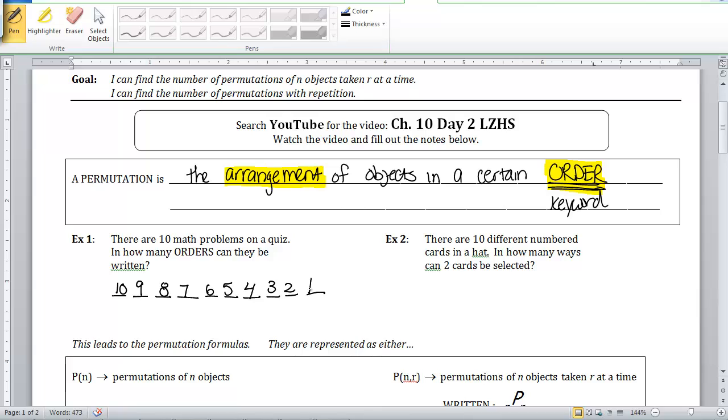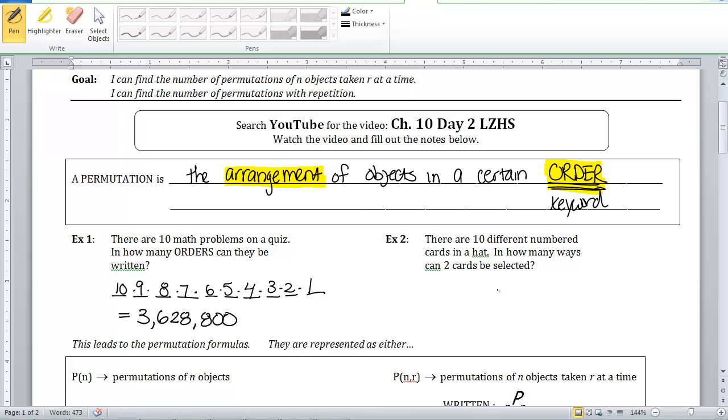To find the number of orders I can write these 10 problems on a quiz, I need to multiply the number of possibilities I had when I was writing each question. If I multiply these out, I'm going to get 3,628,800 different ways.